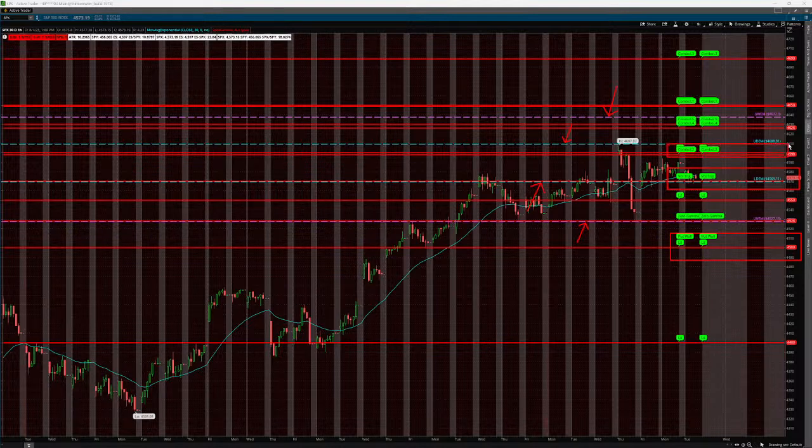is the 4600 level, and that is the absolute gamma strike, and that's the strike with the largest absolute gamma. And note now the call wall has moved up to 4650. That's the strike with the largest net positive gamma, and that can be expected to act as resistance.